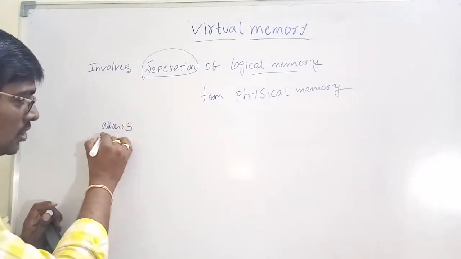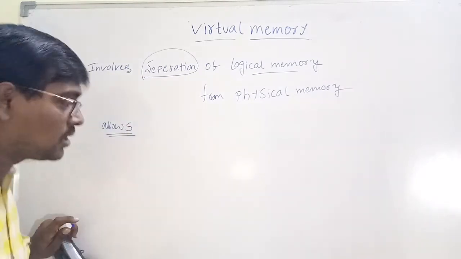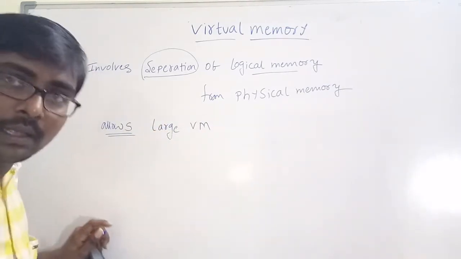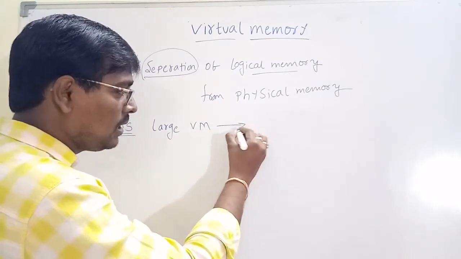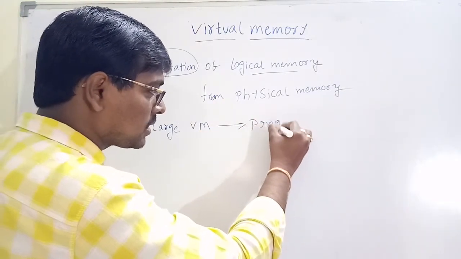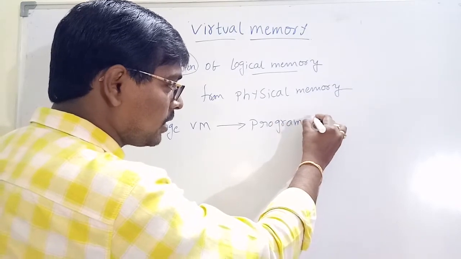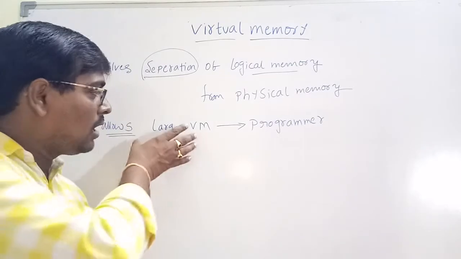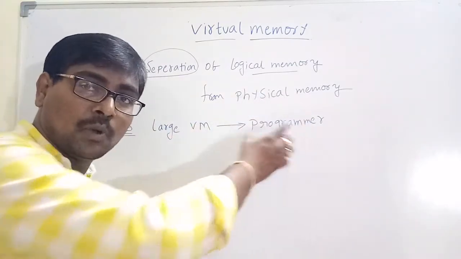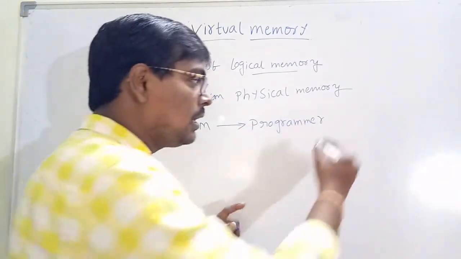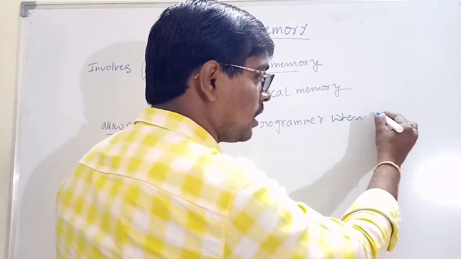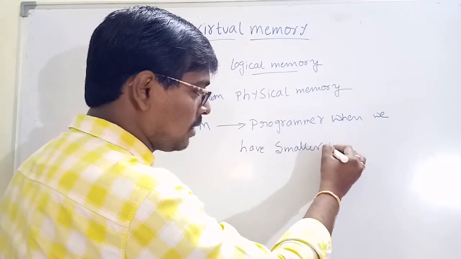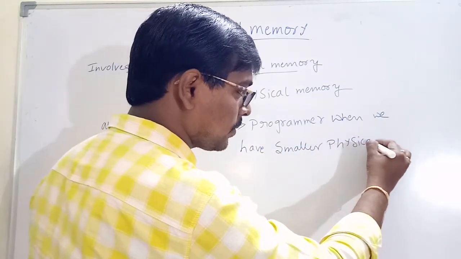This separation allows a large virtual memory to be provided to the programmers. What is the aim of the programmer? The programmer's aim is to perform some task. So a large virtual memory is to be provided to the programmers, even when we have a smaller physical memory, you got it?